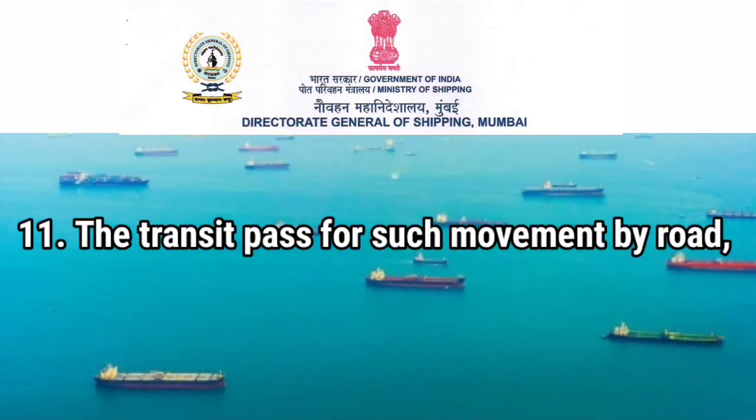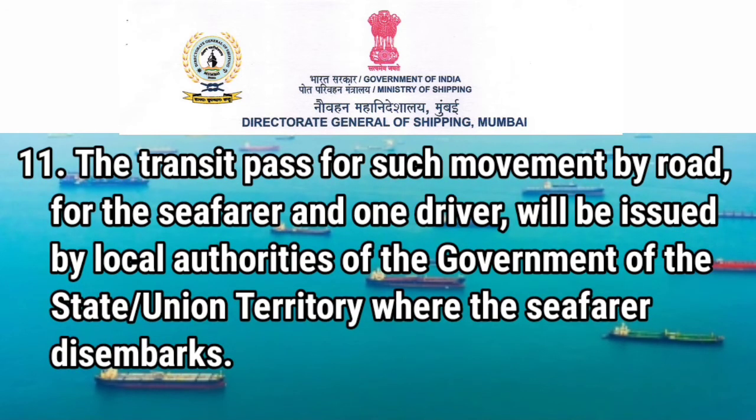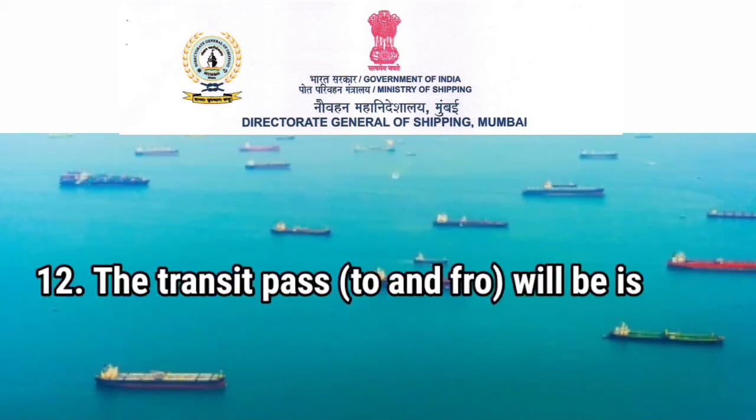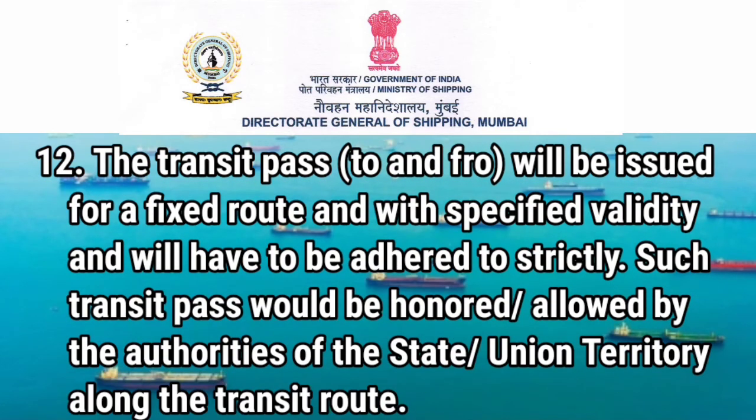11. The transit pass for such movement by road, for the seafarer and one driver, will be issued by local authorities of the government of the state/union territory where the seafarer disembarks. 12. The transit pass, to and fro, will be issued for a fixed route and with specified validity and will have to be adhered to strictly. Such transit pass would be honored by the authorities of the state/union territory along the transit route.